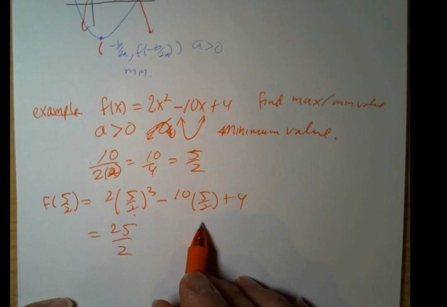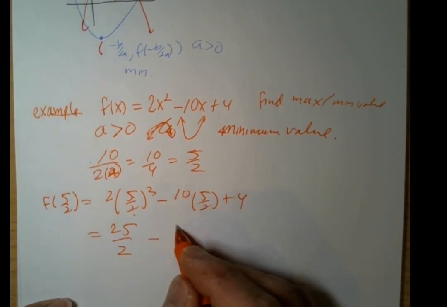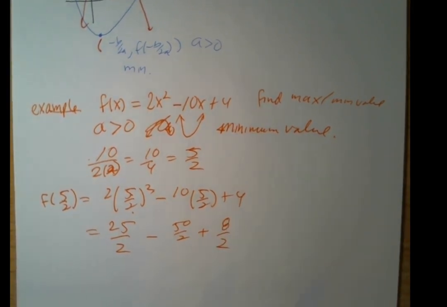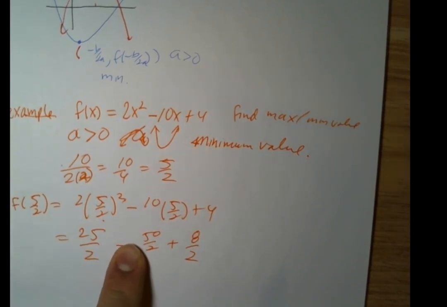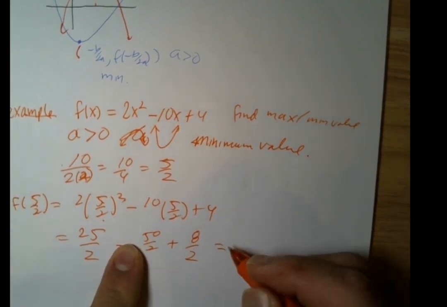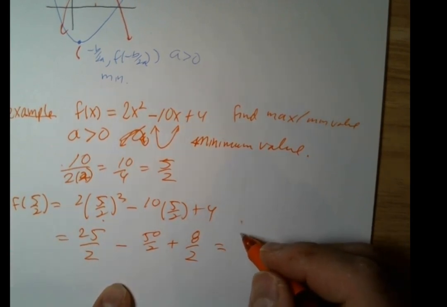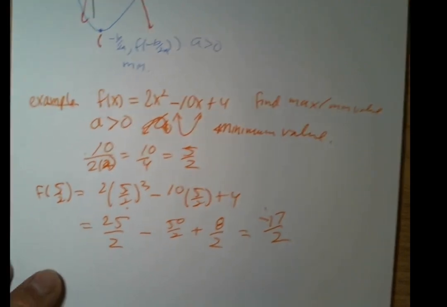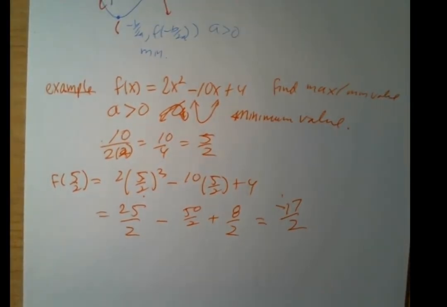Looks like we're going to have a denominator of 2, so I'm just going to leave this as 50 over 2. And might as well just rewrite this as 8 over 2. So 25 minus 50 is negative 25. Add 8 is negative 17 over 2. Doing some quick mental math here. Okay, and that would be the minimum value in this case. Now, let's take a look at another example here.